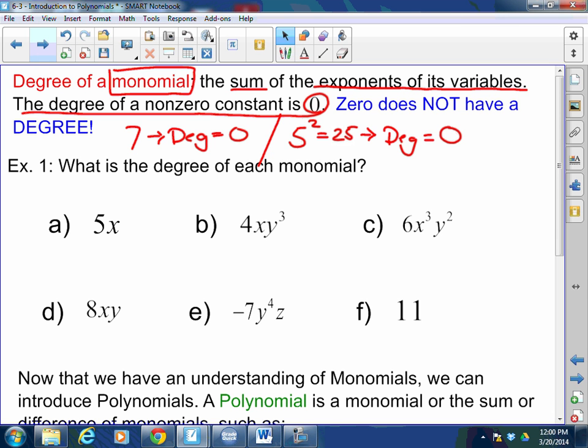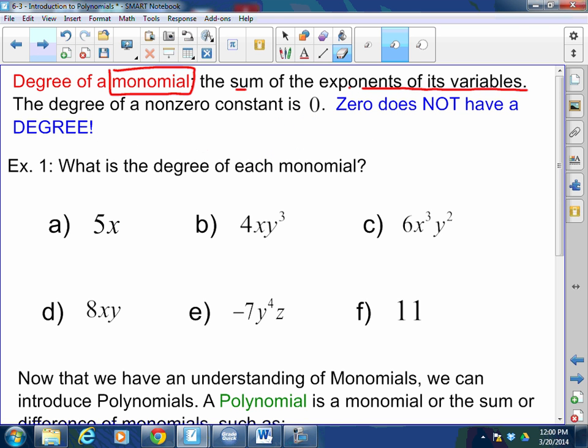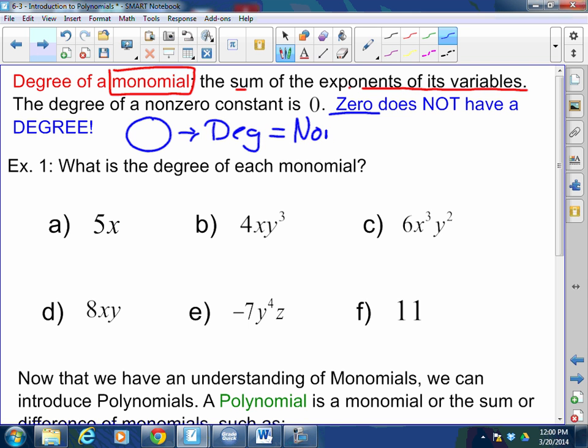Okay. Also, in blue, look at what I'm saying. The degree of any number is 0, but 0 itself does not have a degree at all. So if I say, what is the degree of 0? Very good. The degree of 0 equals none. Not 0, but none. Let's practice. Let's find the degree of each monomial. Yes, sir.